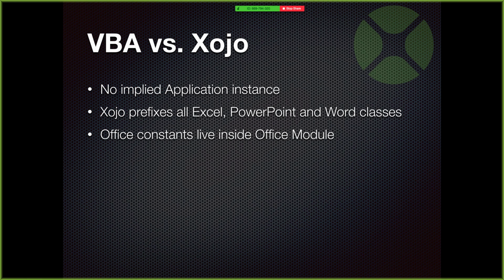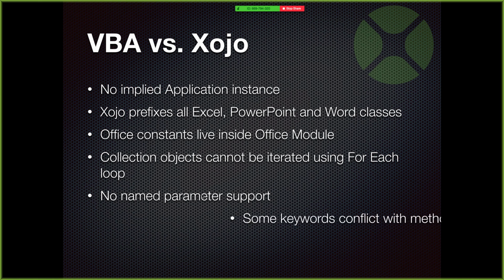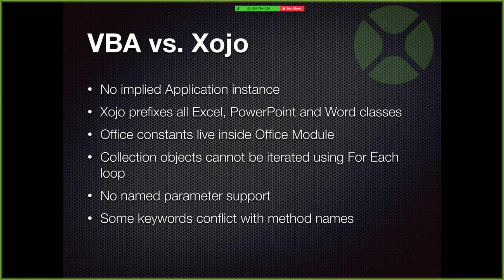All the constants that give you access to various settings like alignment or other things are all inside the Office module. If there are collection objects, you cannot use for each to loop through them. You have to just use a regular for loop. Named parameter support is a bit trickier with Xojo. And some of the keywords are going to conflict with method names, but there is a way around that. But these are just things to keep in mind. One nice thing Xojo has is better exception handling with the ability to catch exceptions, so that allows you to structure your code a little better.